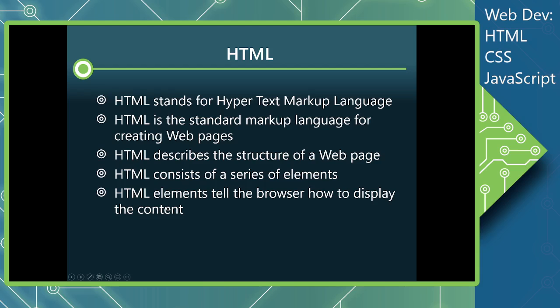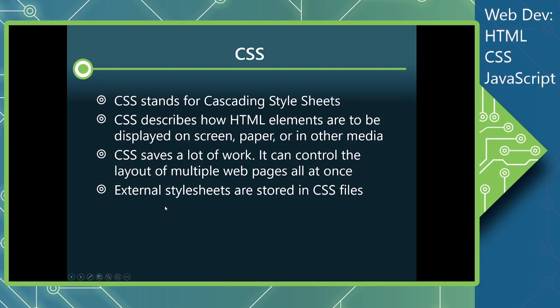The next thing is CSS, cascading style sheets. So, with cascading style sheets, this describes how HTML elements are to be displayed on screen, paper, or other media. And with cascading style sheets, it allows us to control the formatting of the page. So it can save us a lot of work because we can control multiple pages at once using CSS.